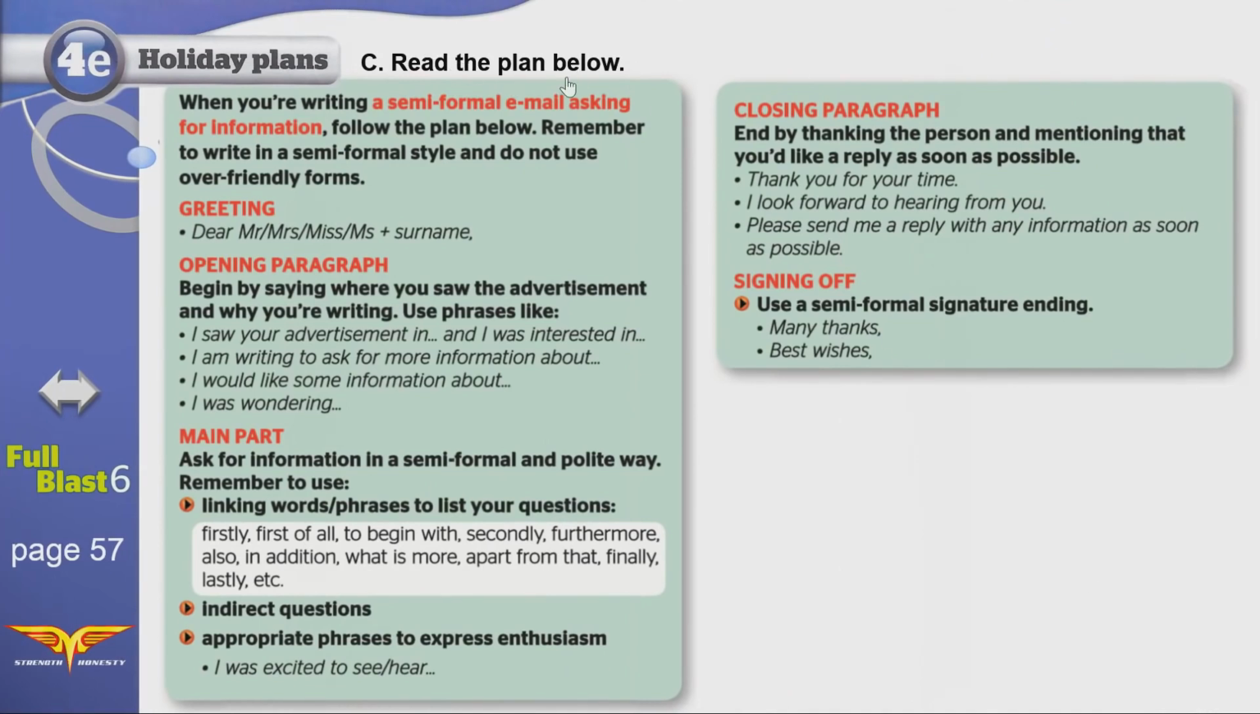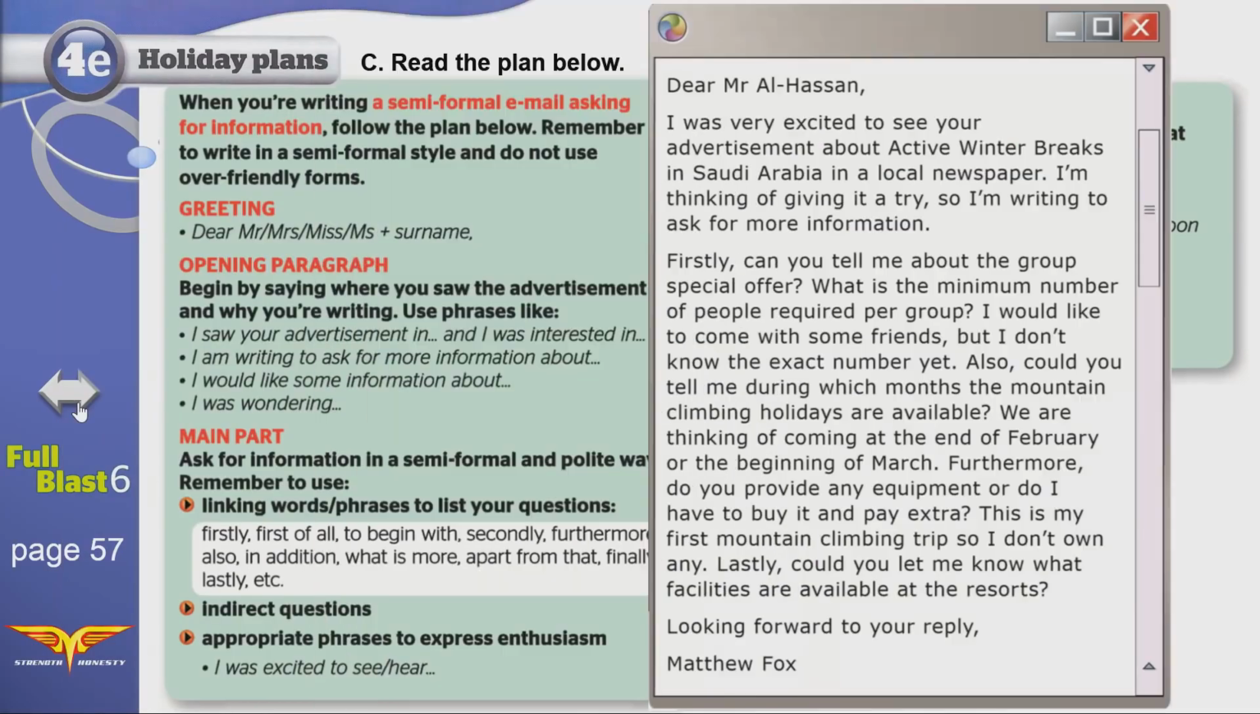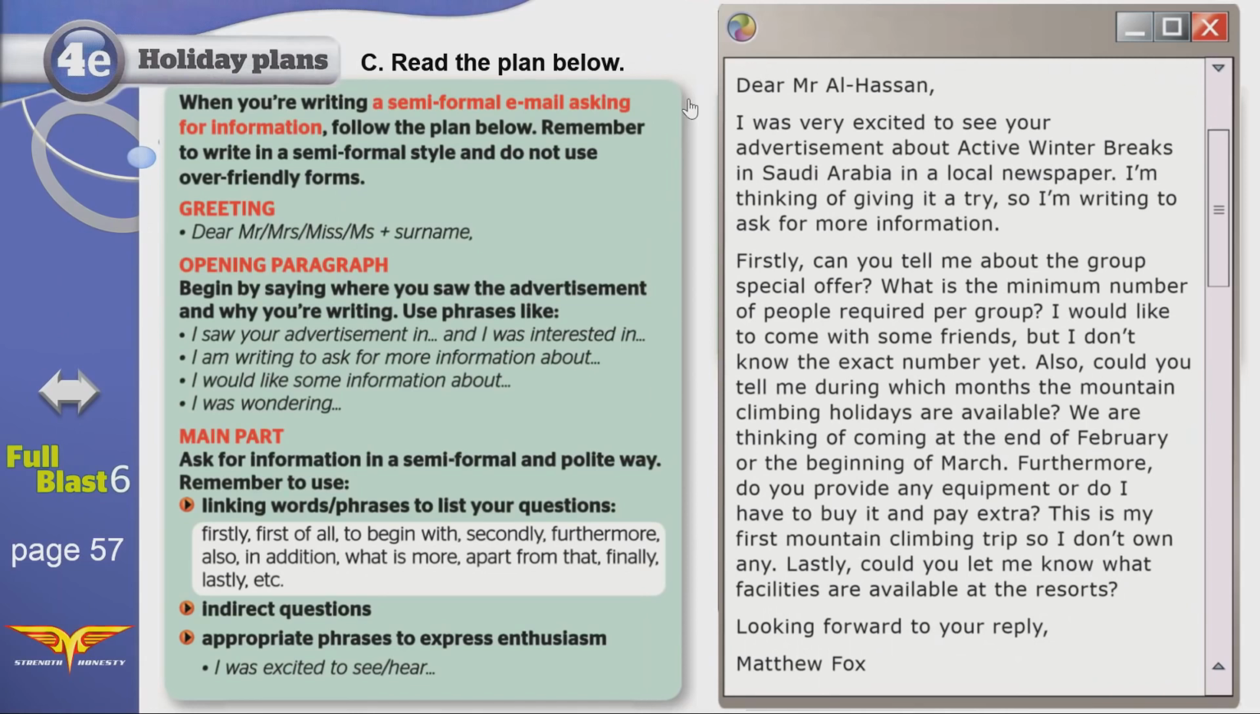Now, read the plan below. When you are writing a semi-formal email asking for information, follow the plan below. Remember to write in a semi-formal style and do not use over-friendly forms. What do we mean by that? Now, this is a perfect semi-formal letter written to someone you don't know. Use something similar to this. Don't write over friendly, like you start by saying, "Hey, Hassan, how are you?" No, that is over friendly.